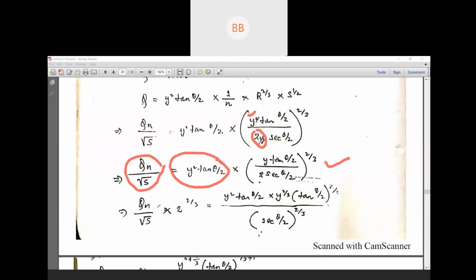Again here this is the same. Then we have 2 here, and we have power 2 by 3. So if you bring it to the left hand side, it is 1 by 2, so it will be multiplied here; here it is divided. If you bring it to the left hand side, it will be multiplied, and we have this power. So that is why 2 to the power 2 by 3.